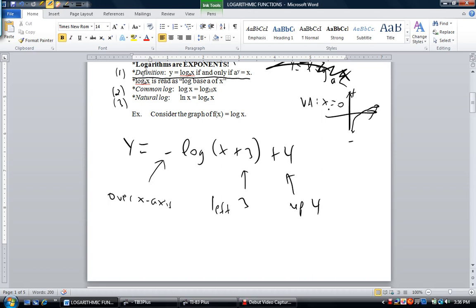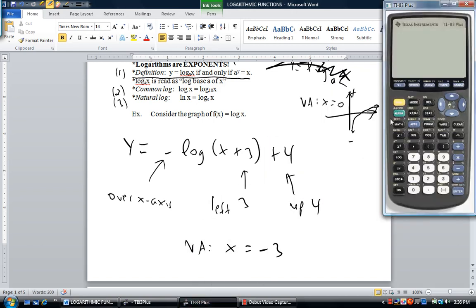And something else. See this vertical asymptote? For the regular graph, it's x equals 0. For this one, guess what it's going to be? This x plus 3, this shift left 3, is going to shift the vertical asymptote left 3 also. So instead of being x equals 0, it's going to be x equals negative 3.